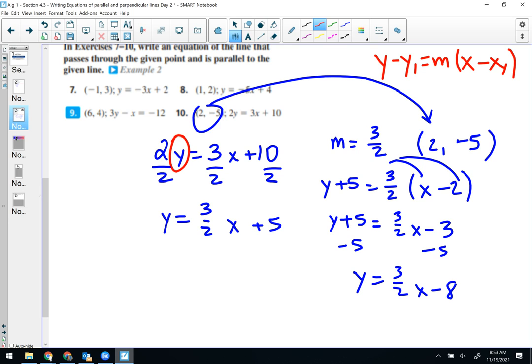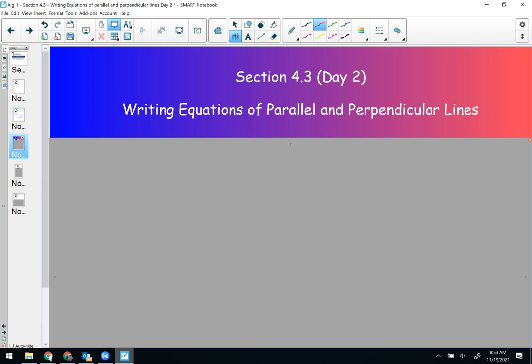Okay, let's get to today's notes, because we do a lot of the same here in today's notes. Let me pass you out the guided notes for today. So yesterday, we talked about parallel lines. We said they had to be the same slope. Today we're going to talk about perpendicular lines. Can anybody tell me, what is a perpendicular line? Or what is a set of perpendicular lines?